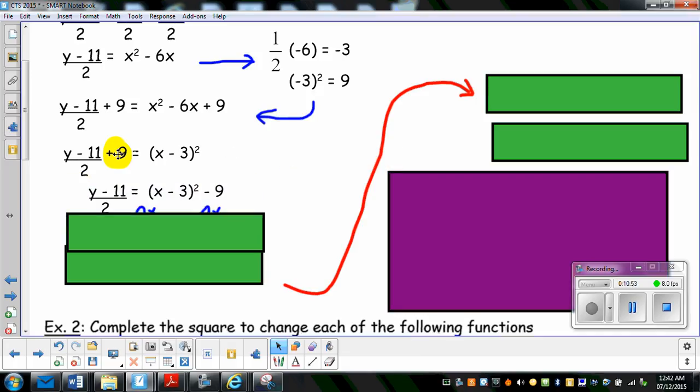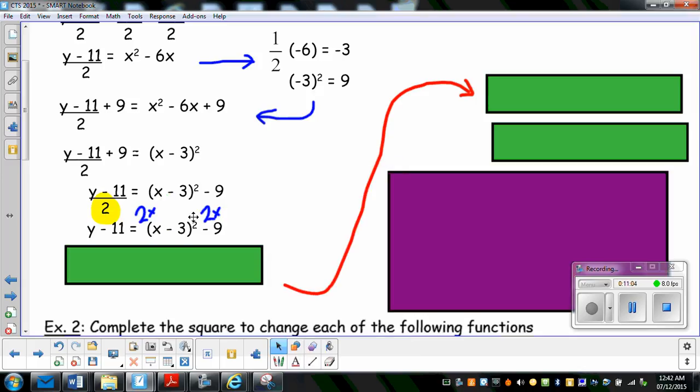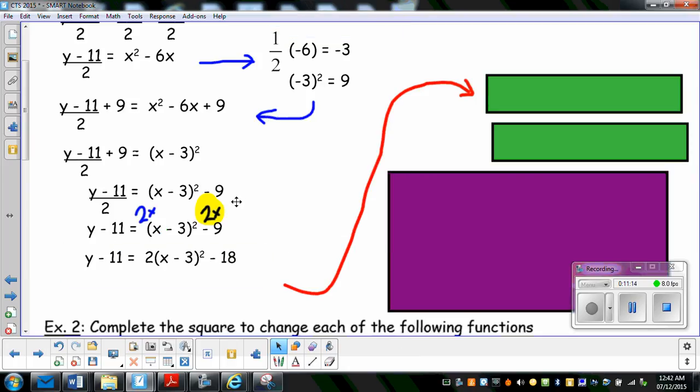So when I move the 9 to the other side, it changes to minus 9. Next, I'm going to move the 2 that's dividing. And when I move it to the other side, I'm going to multiply it by the bracket and by the negative 9 on the end. So remember, the good news is that we don't have to expand the bracket. We just stick the 2 in front. That just sticks in front there. And then 2 times negative 9 gives us negative 18 on the end.